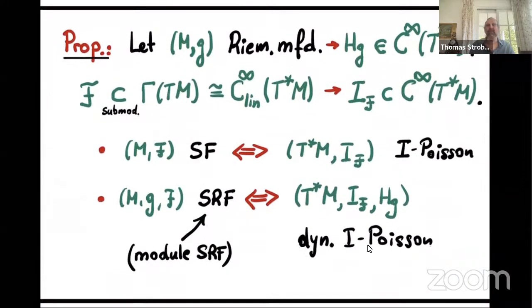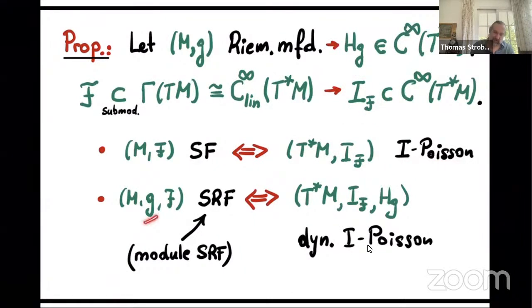Now let us come back to this I-Poisson manifold. Suppose you have a Riemannian manifold, then you can always get the standard Hamiltonian on the cotangent bundle. Similarly, if you have a singular foliation, a submodule F of vector fields on M, where vector fields on M are fiber linear functions on the cotangent bundle, I can view this F as a subset of these fiber linear functions, which generates an ideal inside all functions, which I call I_F. Now, the proposition is that even if this is just a submodule of C infinity of M, then F is a singular foliation if and only if the cotangent bundle of M together with this ideal is an I-Poisson manifold.